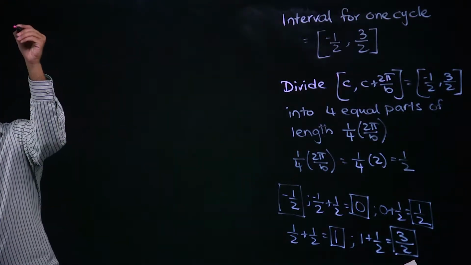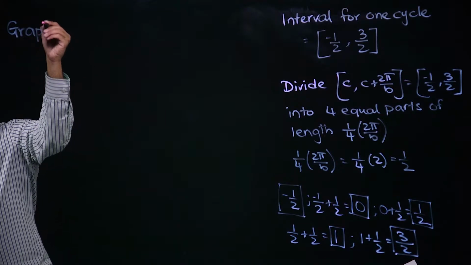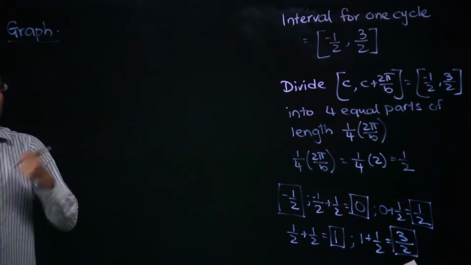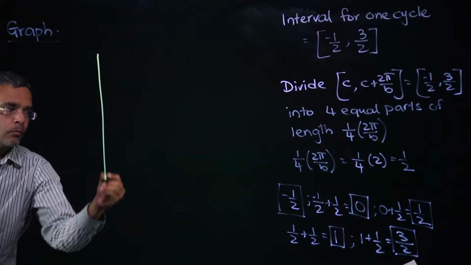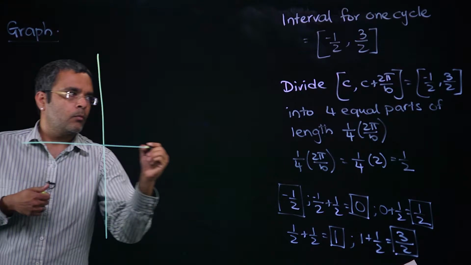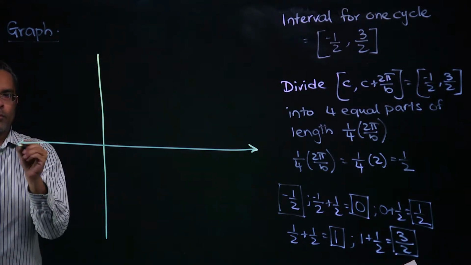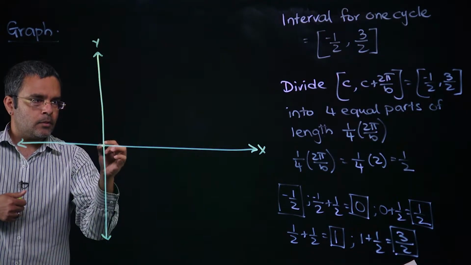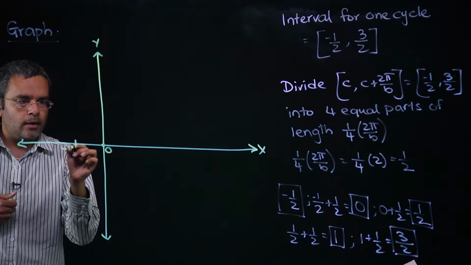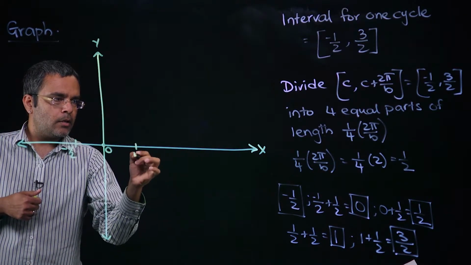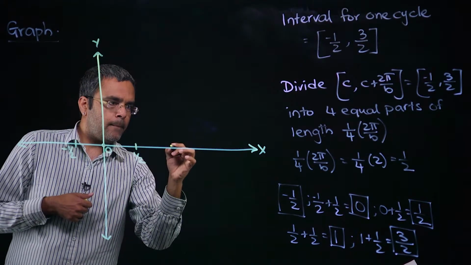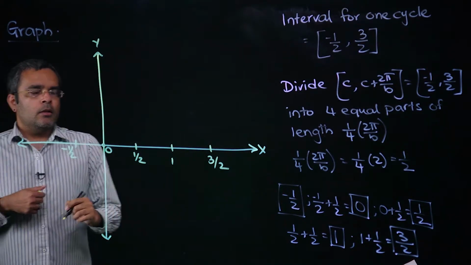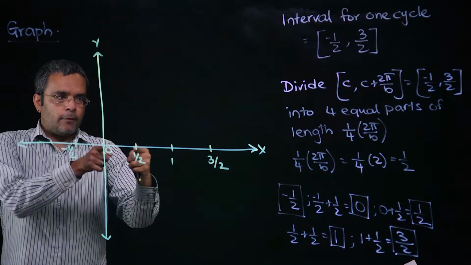So what's my graph going to look like now? Let's look at our graph. This is my y-axis and x-axis, so that's my point 0. Say this is -1/2, this is +1/2, I have 1, and I have 3/2. So this is my interval for one cycle, and I've divided it into 4 equal parts.